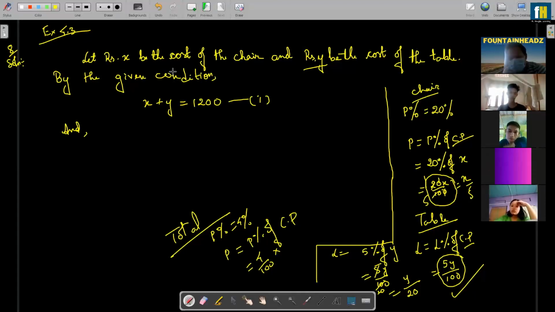So it is 1,200. That is already one question. The cost price is 4% of 1,200, zero zero cancel, and it is 48 rupees.